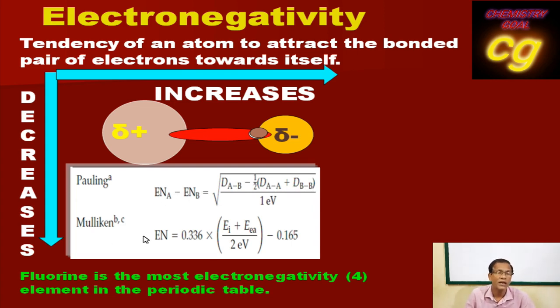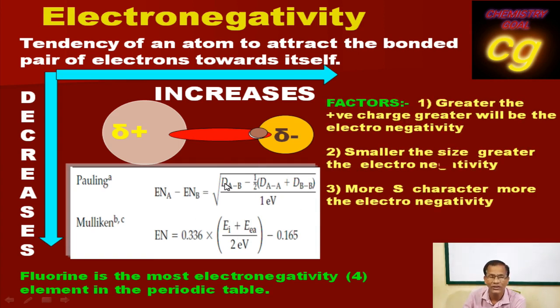The first case is the difference of electronegativity between two atoms. The second case is for calculation of the electronegativity of a single atom, for which we can use this formula: 0.0336 into the ionization energy of the atom plus electron affinity. When the electron affinity and ionization energy are known, you just add them and divide by 2, then subtract 0.165. This will give the electronegativity of the particular atom. So this formula we can remember for calculation of electronegativity of an atom.